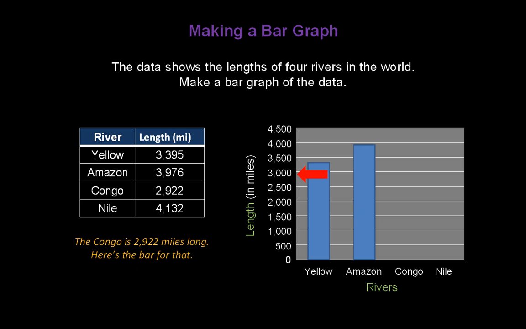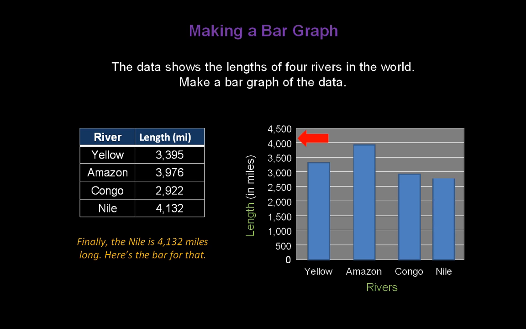The Congo is 2,922 miles long, and here's the bar for that. Finally, the Nile is 4,132 miles long, and here's the bar for that. Very good. Nice looking graph.